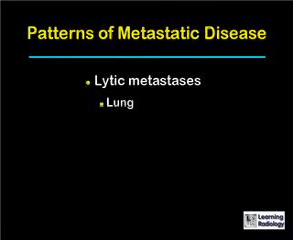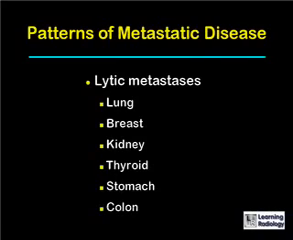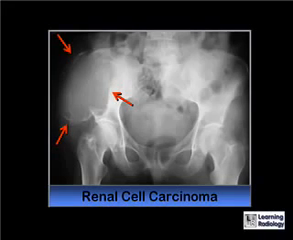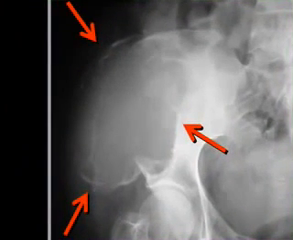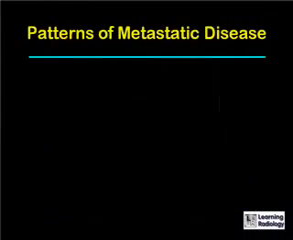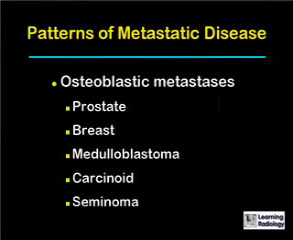The patterns of metastatic disease fall into two major groups. Those that are primarily lytic include lung carcinoma, breast cancer, renal cell carcinoma, thyroid carcinoma, stomach and colon carcinoma. This is an example, which I showed you earlier, of a large geographic expansile lytic lesion with septations in the right ilium from a renal cell carcinoma. Osteoblastic metastases, bone-forming metastases, come from prostate, breast, medulloblastoma, carcinoid, and seminoma.